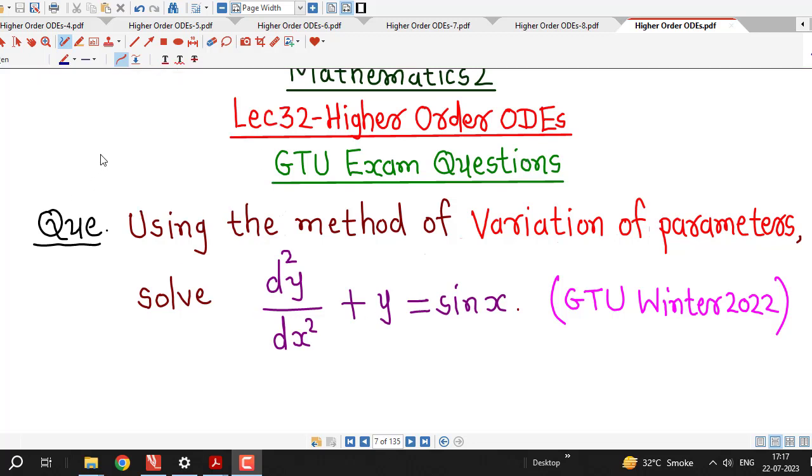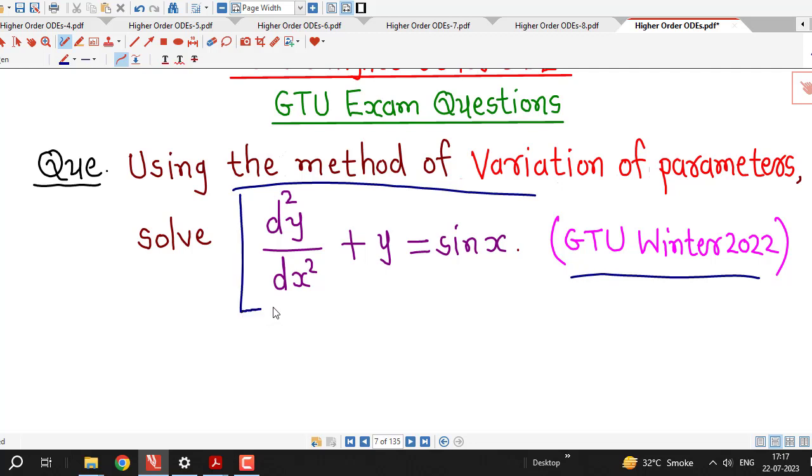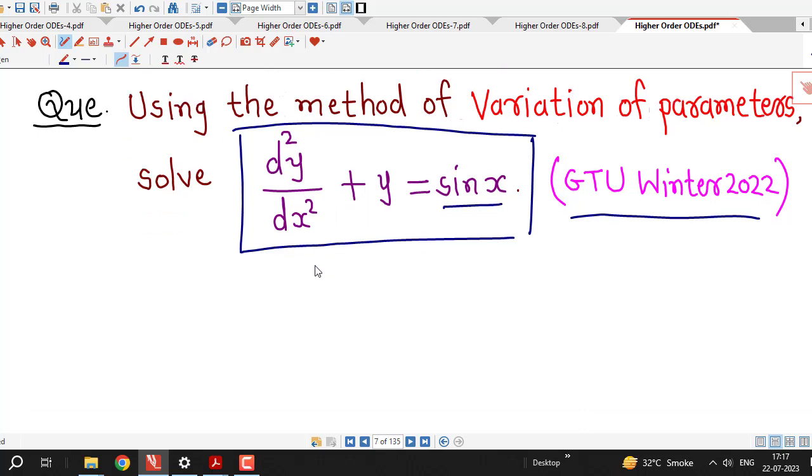In this lecture we will discuss this question on the method of variation of parameters which was asked in the GTU Winter 2022 exam. Here we are asked to solve this differential equation d square y by dx square plus y equal to sin x, and this is a non-homogeneous linear ODE with constant coefficients.